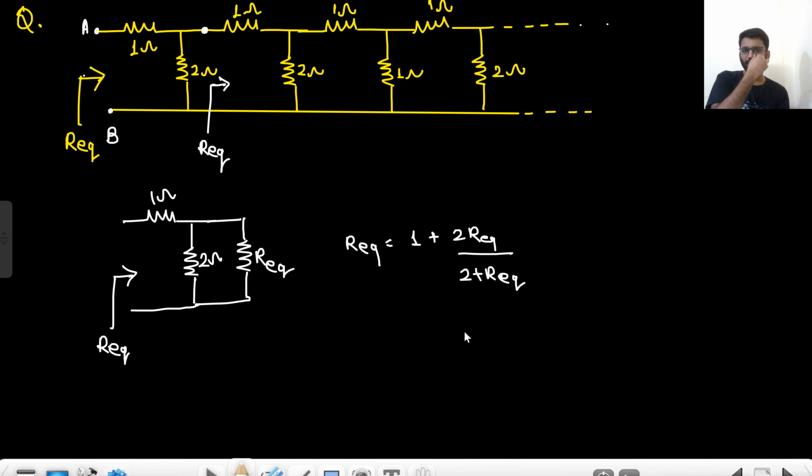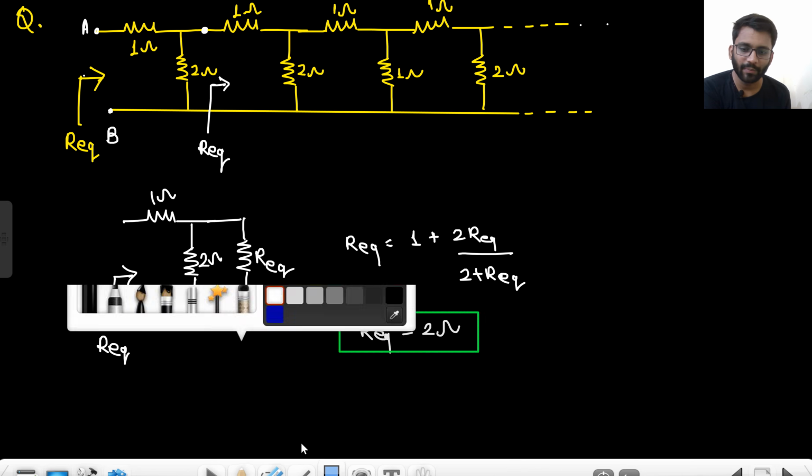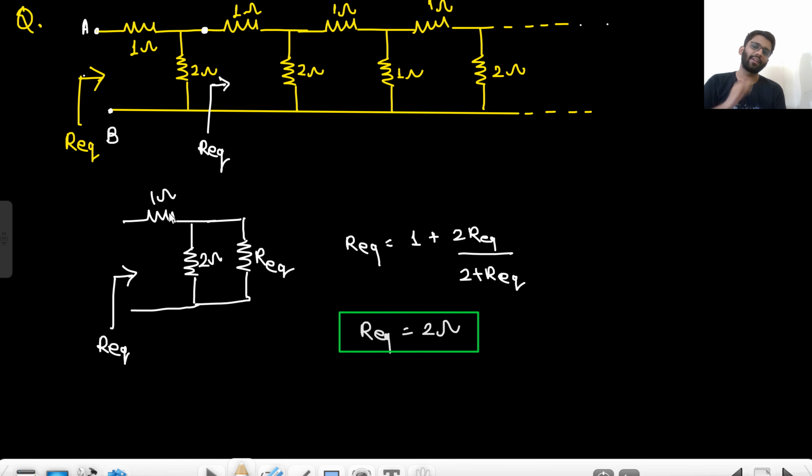It will give rise to an equation that you need to solve, an equation of power 2, a quadratic equation. So R equivalent square plus 2R equivalent... I will just solve it and write down the final answer. After solving it we get R equivalent equals 2 ohm. Here you can clearly see if I put R equivalent equals 2, 2 and 2 will become 1, and 1 and 1 will give you 2. So R equivalent is basically 2 only.